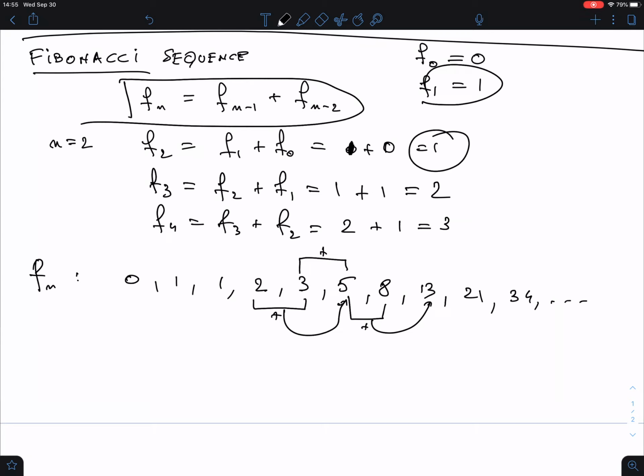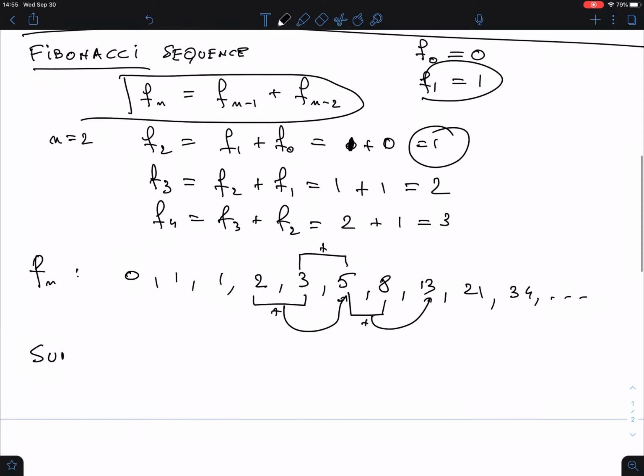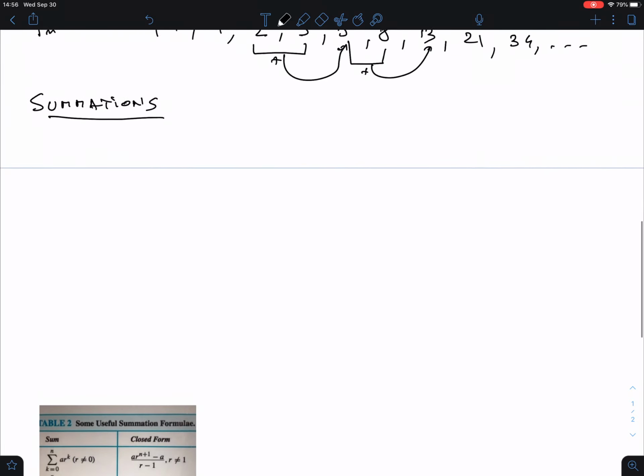Now, I want to skip a little bit of what is done next, and I want to go to summations. There's more in the textbook, so please read a little more about these Fibonacci sequences and other interesting recursive functions and relations, and how to solve them, but I'm not going to go there. As I said, I want to go rather quickly.